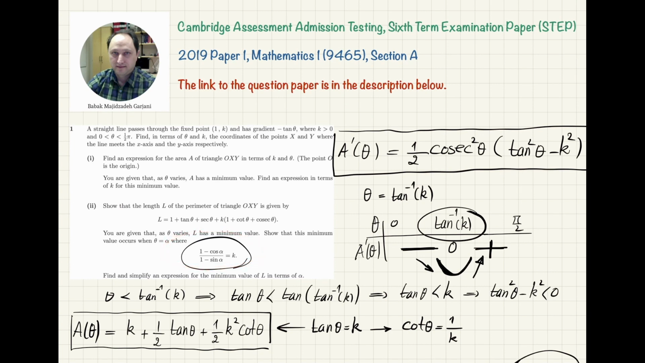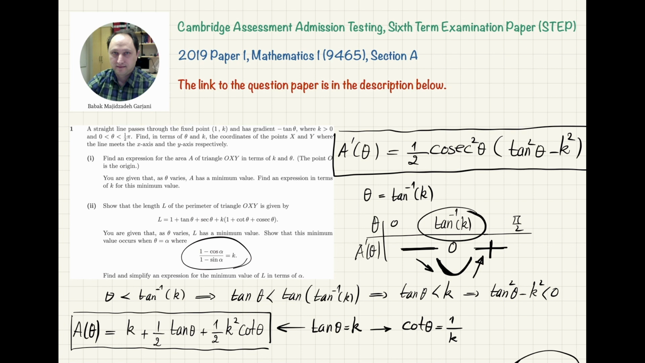Now the last part of the problem is to find and simplify an expression for the minimum value of L in terms of alpha. So what I need to do is plug this value for k inside here, but everything should be written in terms of alpha. And the point is that you are not supposed to calculate L in terms of your constant, which is more natural.